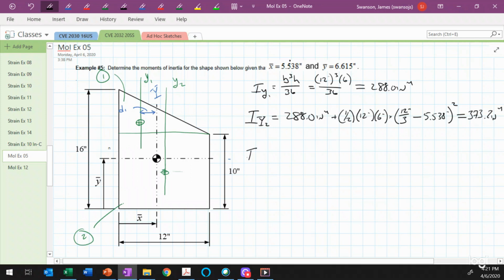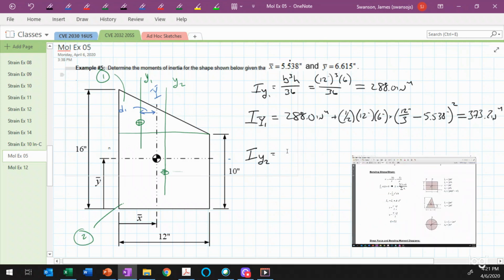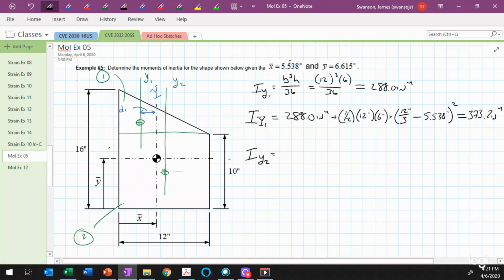Now for the second sub-area. Whoops, that's a mistake. That should actually be, sorry, sub-area 1 like that. There we go. Okay. I sub y2 is equal to, if we go over here for our rectangle, I sub y is b cubed h over 12. So this is equal to b cubed h over 12. So the base is 12 cubed, height is 10, divided by 12, and that's equal to 1,440 inches to the fourth.